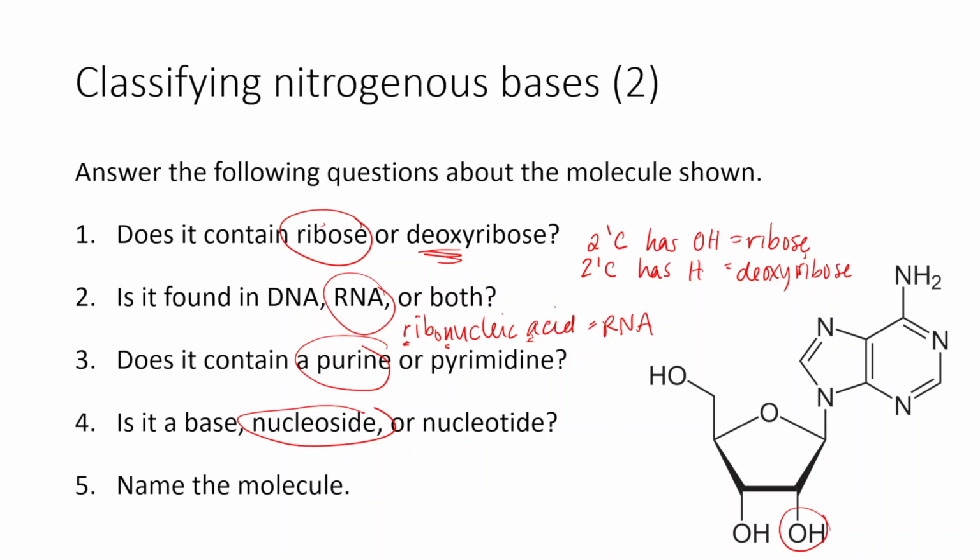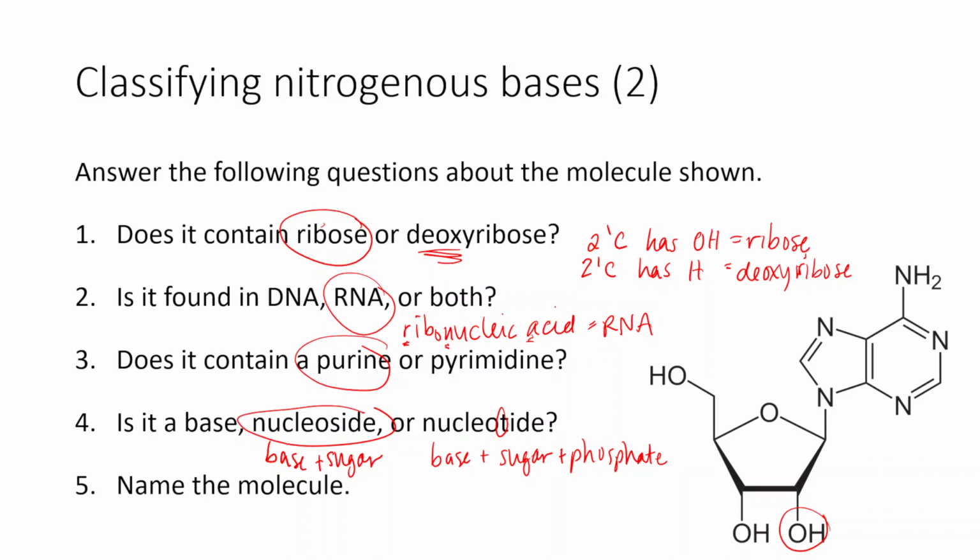Exactly. So a nucleoside has a base plus a sugar. A nucleotide has the base plus the sugar plus the phosphate. And as you correctly identified, there are no phosphates here. We just have our base and our sugar, so that makes it a nucleoside.